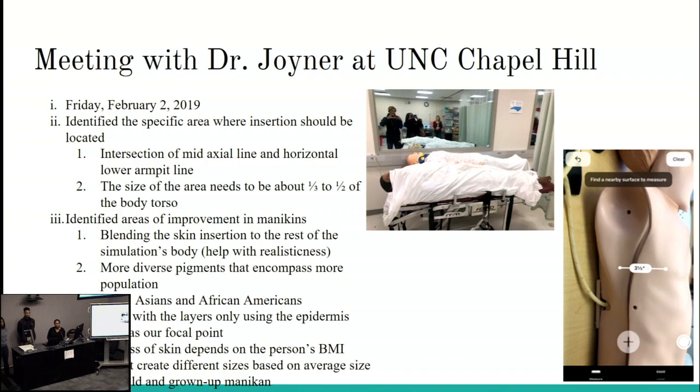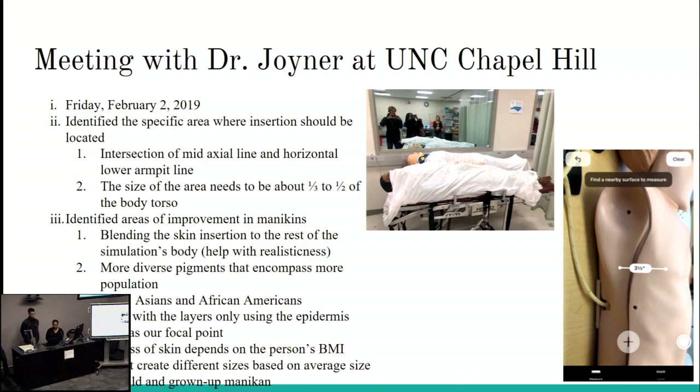Blending the skin with the actual mannequin, he mentioned, was a distinct problem that he has seen in his experience. And then also the different diverse pigments usually come in the same tannish color, and they don't account for the different skin tones that are inside of our population today. And then lastly, he advised that we stay simple with the skin and don't try to do the many different layers, but we focus on the top two to make it easier as we go on.